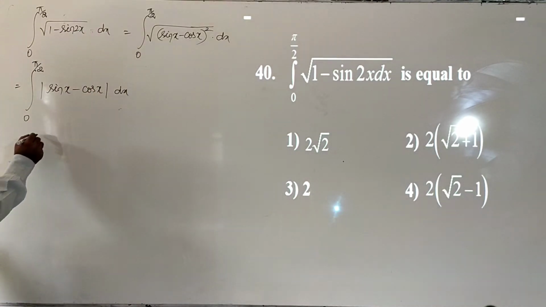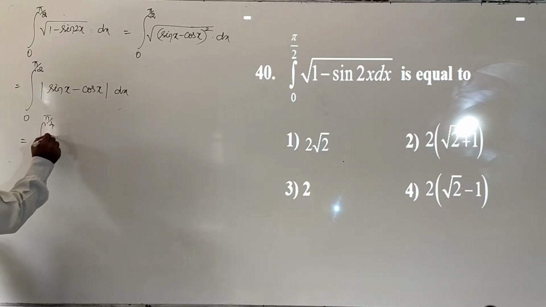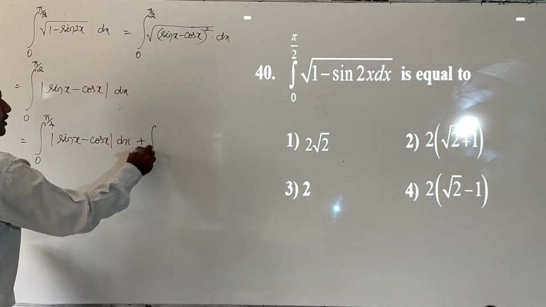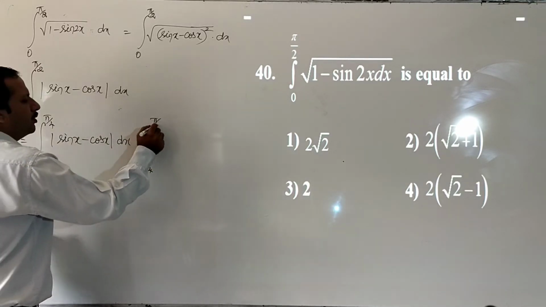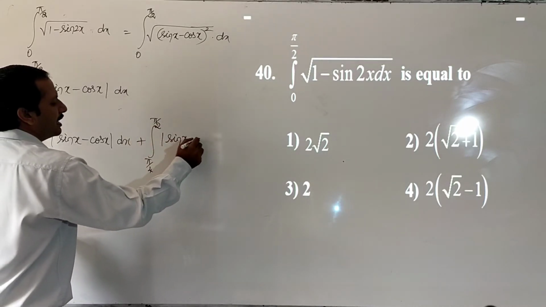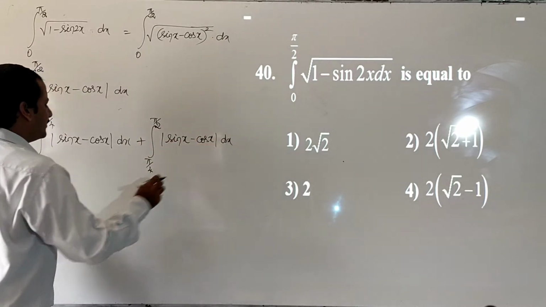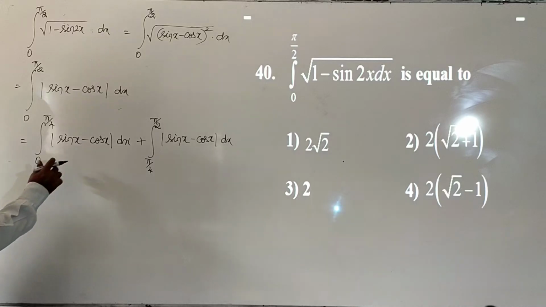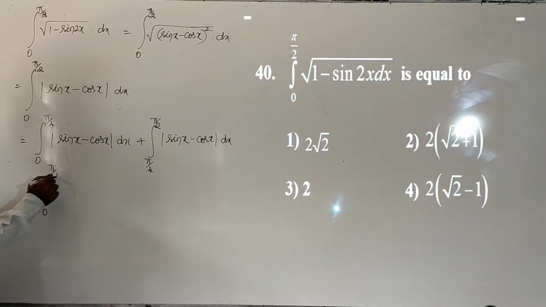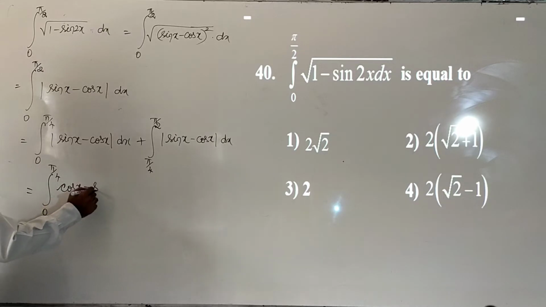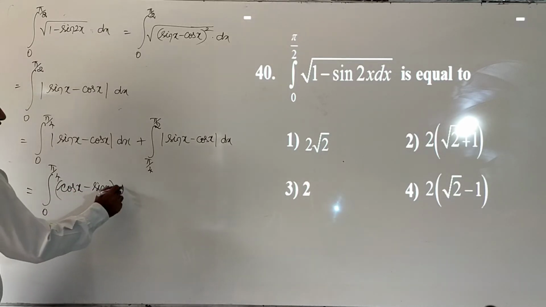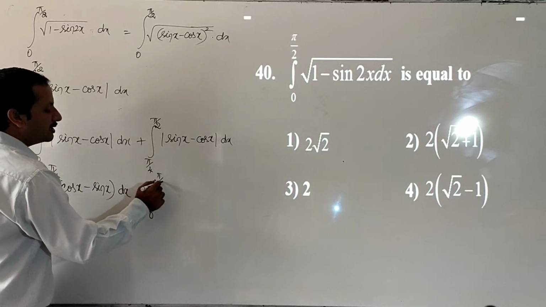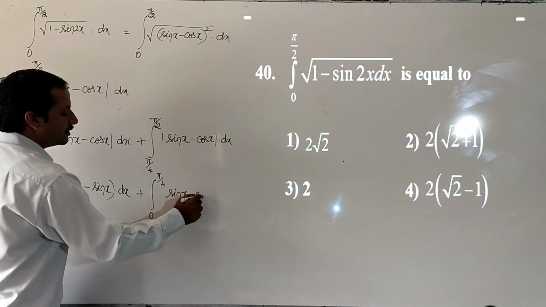So I will write it in this way: 0 to pi by 4 mod of sin x minus cos x plus pi by 4 to pi by 2 modulus of sin x minus cos x into dx. In this interval, sin x is less than cos x, so sin x minus cos x is negative. So modulus of that will become cos x minus sin x, plus, in this interval sin x is greater, so it will remain as sin x minus cos x.